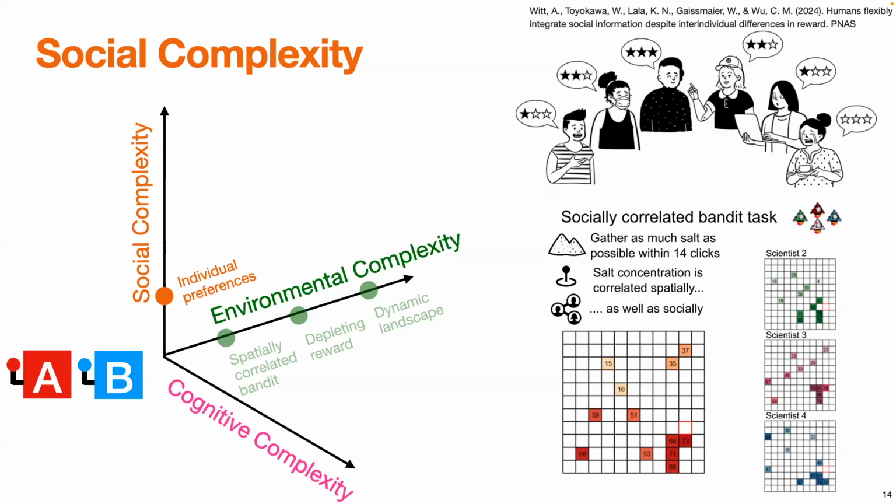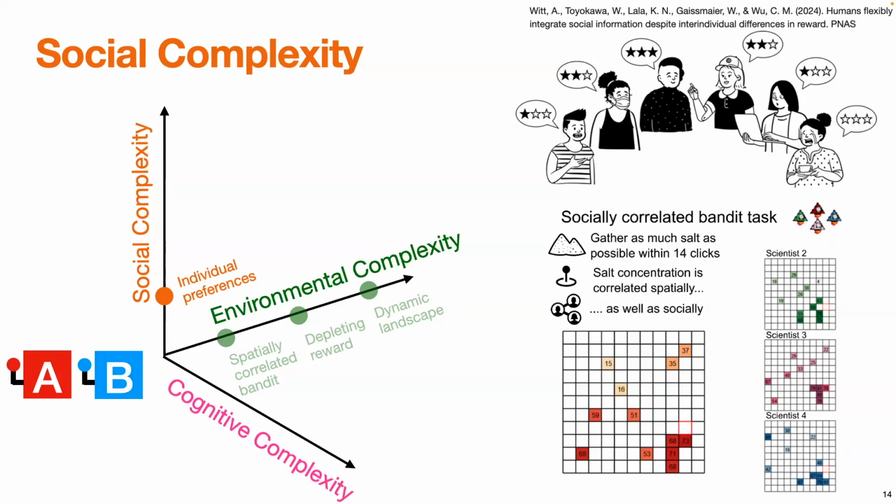But here, we got interested in what if they have slightly different tastes. So they have slightly different payoff structures. Is it still worth copying others? Is social learning possibly backfiring sometimes?